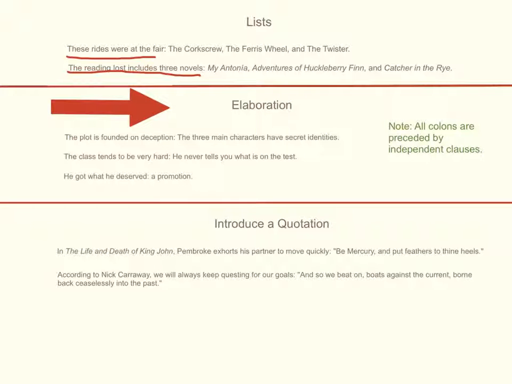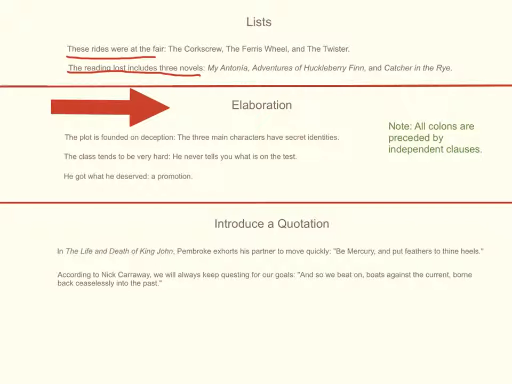And again, I just want to point out this note here that all colons are preceded by independent clauses. That's important to know. So: the plot is founded on deception. The 3 main characters have secret identities. Again, we have an independent clause here, and we're elaborating on what we said in the first part of the sentence. In the first part of the sentence, we were talking about how the plot is about deception, and then we're elaborating. What do we mean by that? We mean that the 3 main characters have secret identities.